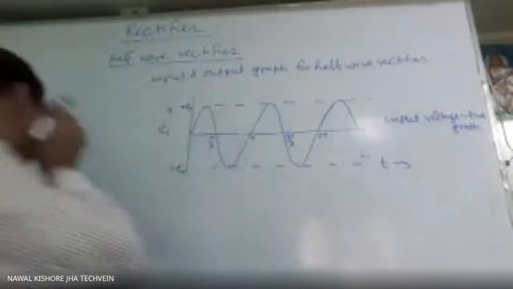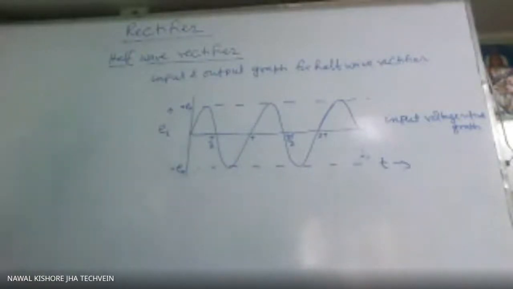Now output, or potential difference across load. Load means what we are connecting. Suppose mobile we have connected in order to get it charged. So that mobile will become load, or a bulb is connected there. The bulb is the load. So whatever the filament resistance will be, that is the load resistance.